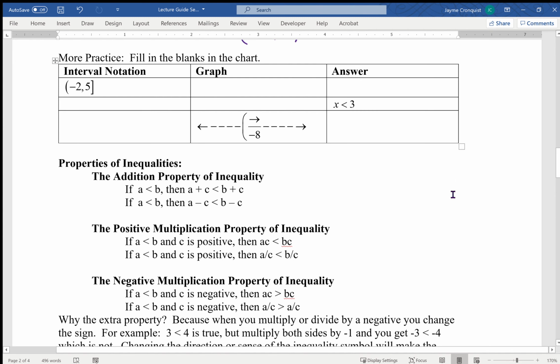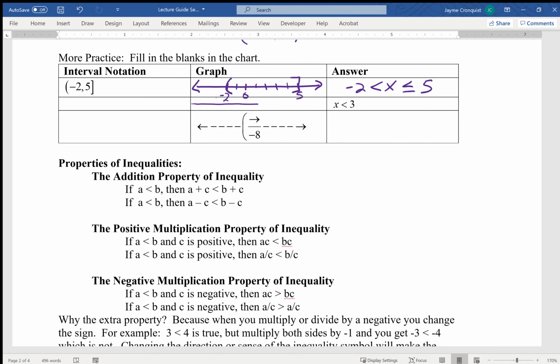Okay, now we're going to fill in our little chart. We're first going to graph. We have 0, -1, -2, 1, 2, 3, 4, and 5. Okay, so notice the parenthesis on -2 and the square bracket on 5. So what this means is that -2 is the bottom, x is in the middle, and I could be equal to the 5 at the top. There we go.